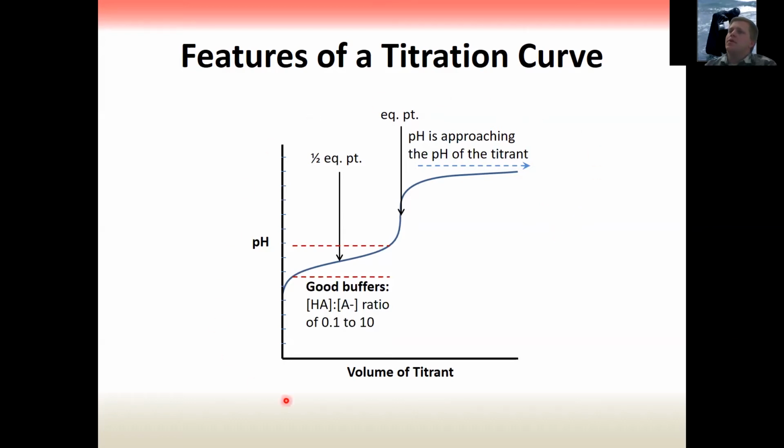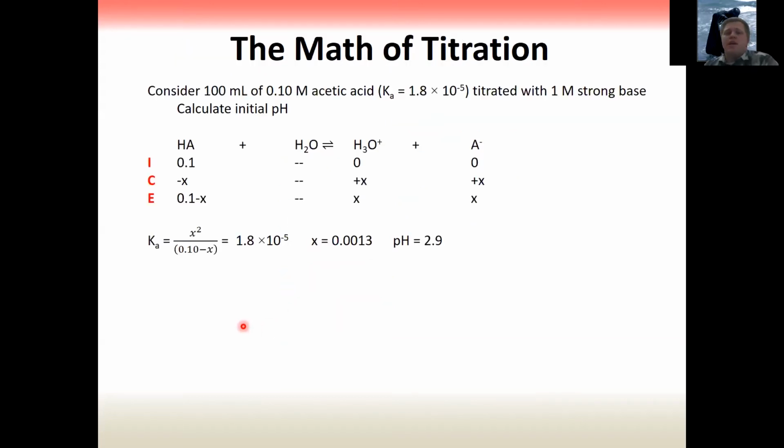All right, so now what we're going to do is talk about the math for these different regions and how we calculate the pH at these different spots. And so we're going to start with the starting point. For all these calculations, we're going to consider a 100 mL solution of 0.1 molar acetic acid. I've got the Ka value for acetic acid listed up here. And we're going to be titrating this acetic acid with a 1 molar strong base solution.